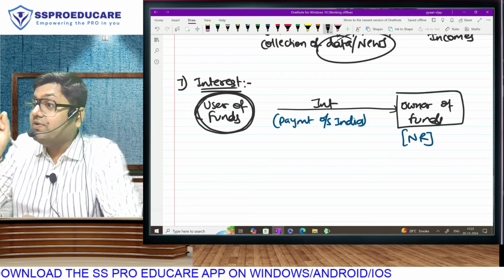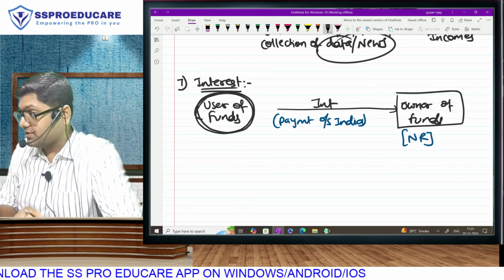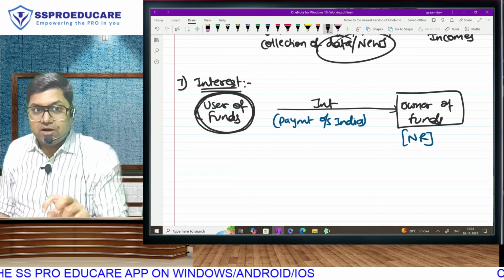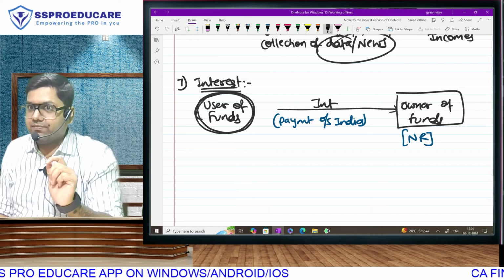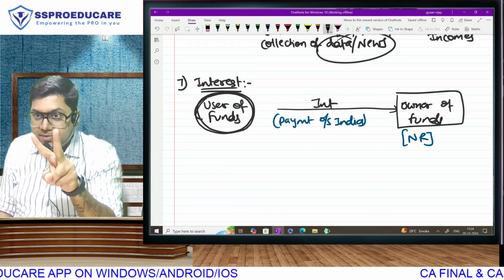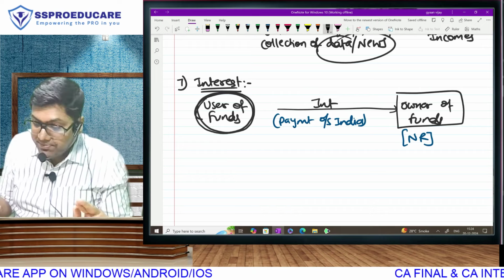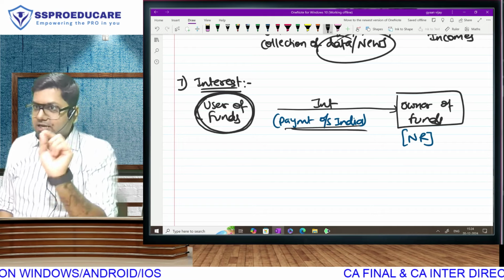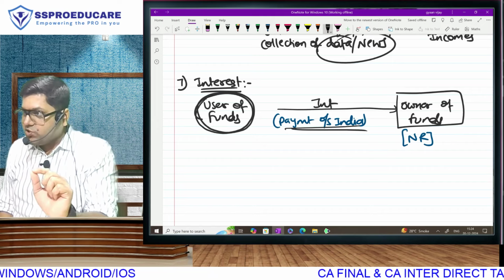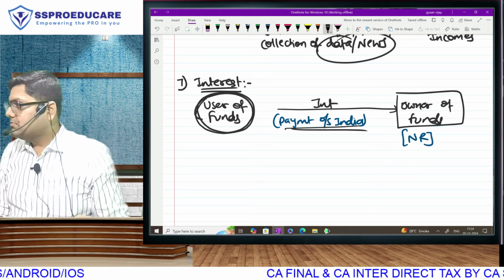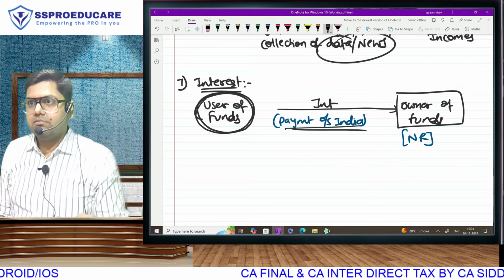See, understand. We started the definition of Indian income by understanding the income earning process. The income earning process contains two activities: first, work, and second, payment. Work and payment. In this, we are talking about payment. The payment has taken place outside India. But what you need to understand about interest is that interest is not an income where you work. It is an investment income.